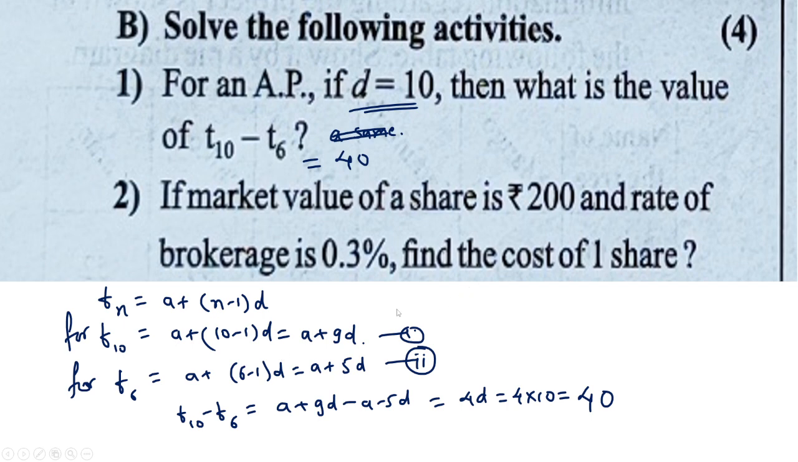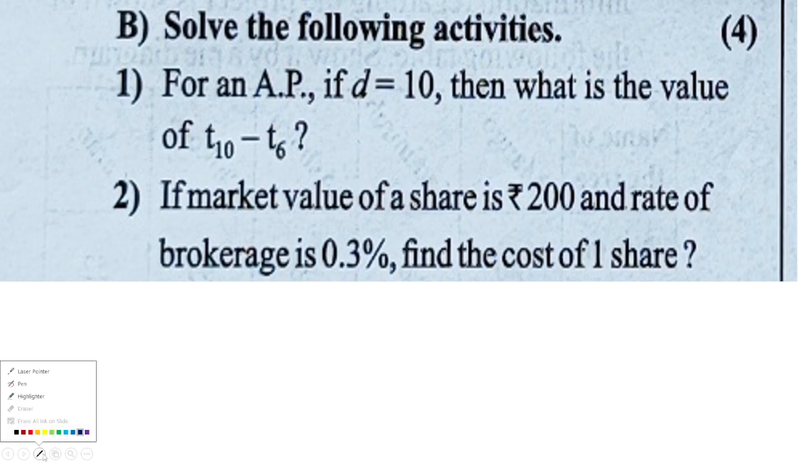To solve the next question, question number 2, firstly I have to erase all the ink on the slide. Now I can write by giving a proper color of pen. Now I am using black color of pen. If market value of share is rupees 200, rate of brokerage is 0.3%. Find the cost of one share.